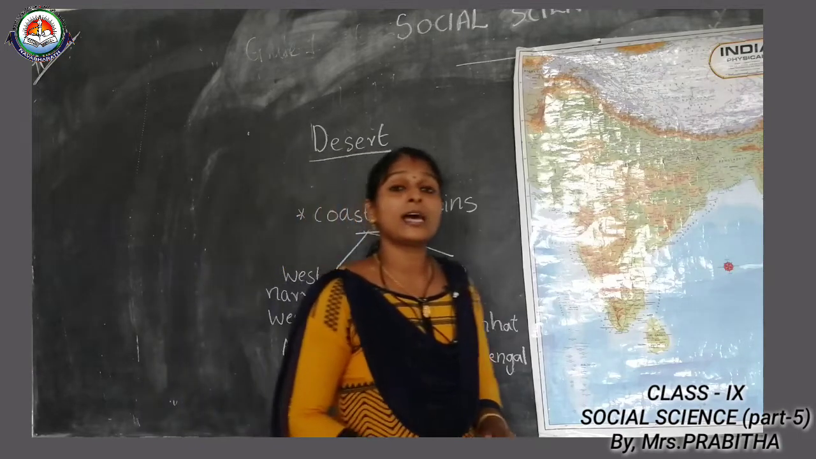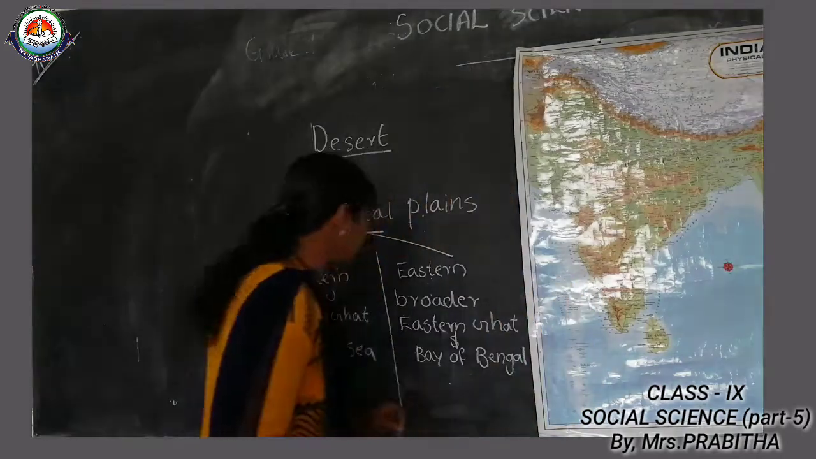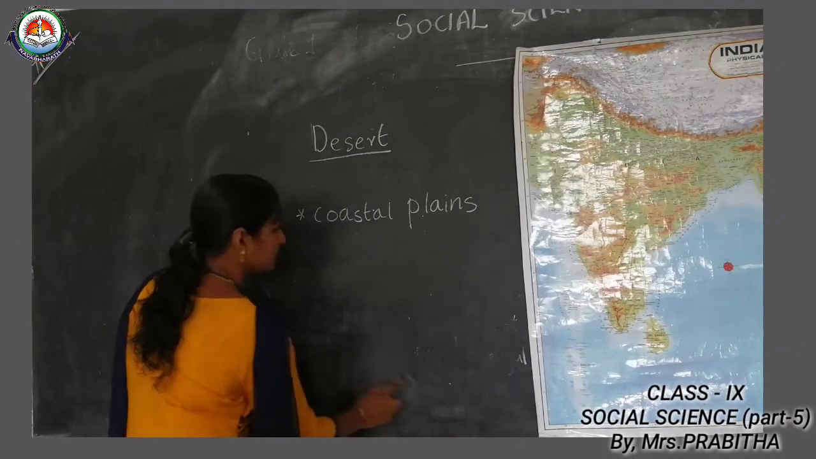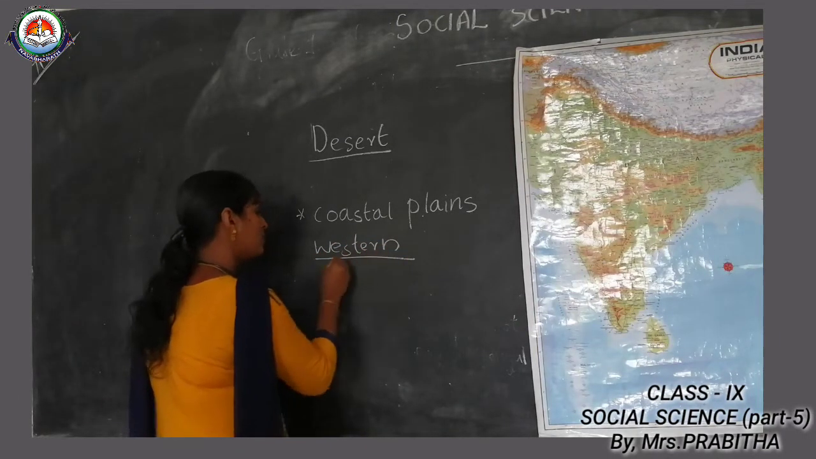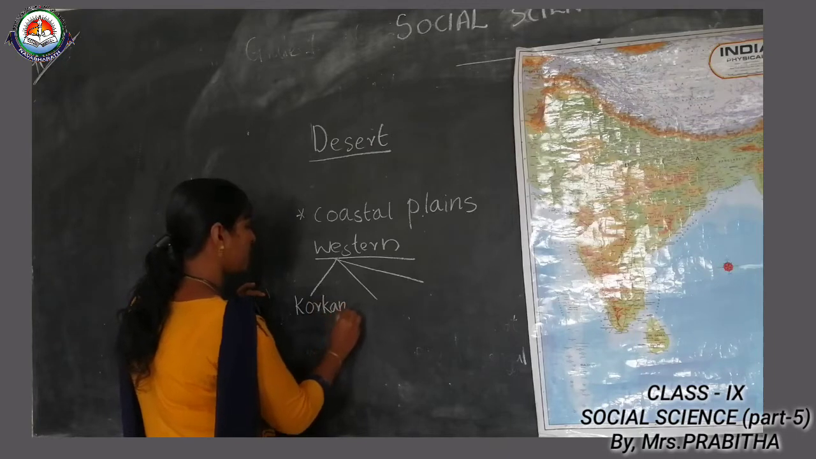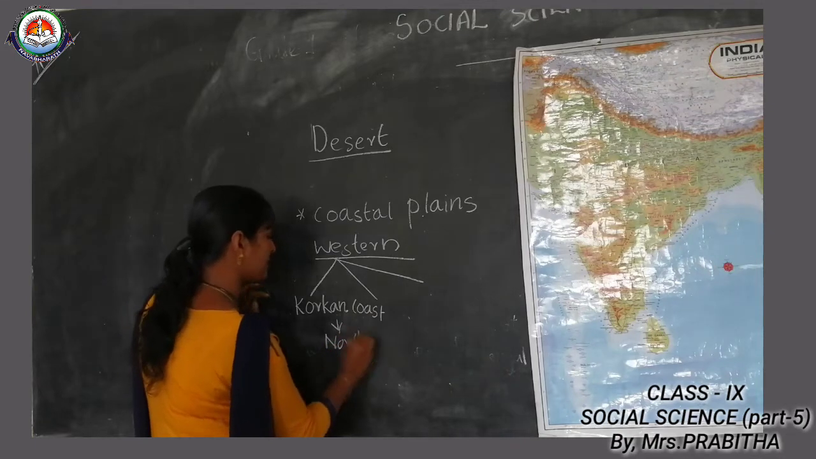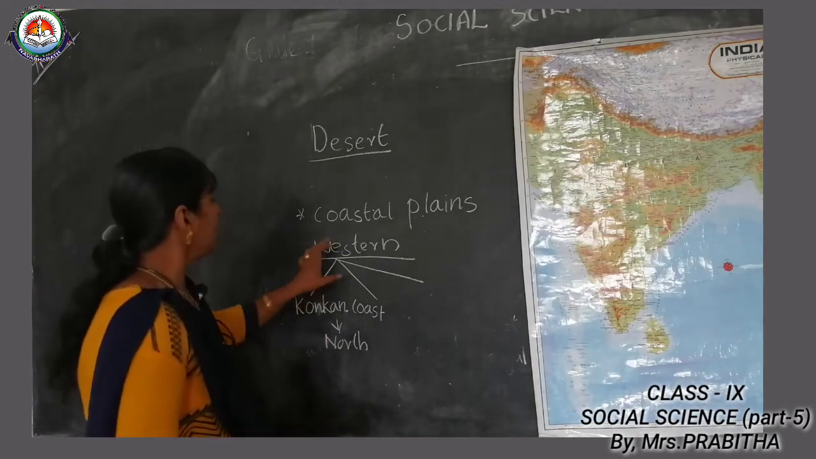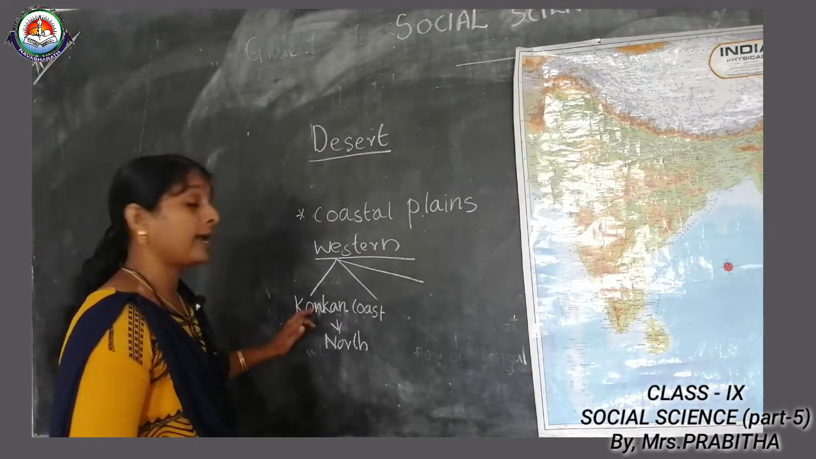Then western coastal plains are divided into 3 parts. Which are the 3 parts of western coastal plains? The first one is the northern part of the western coastal plains, called the Konkan coast. That means it is in between Goa and Maharashtra.